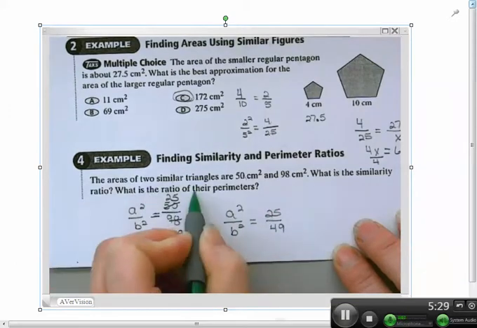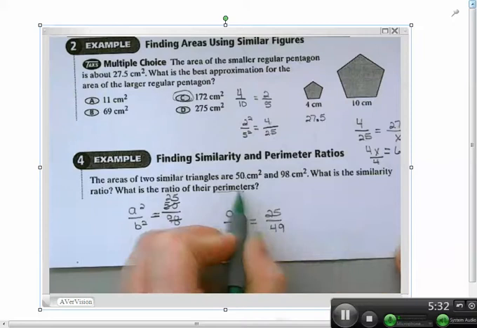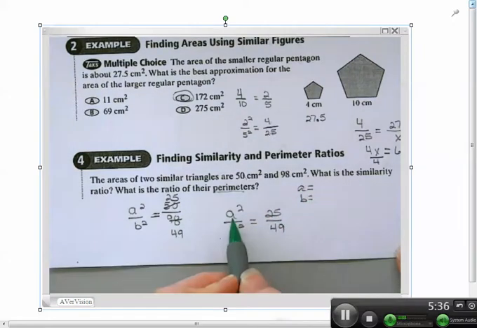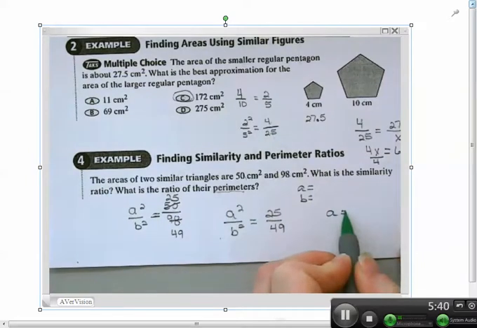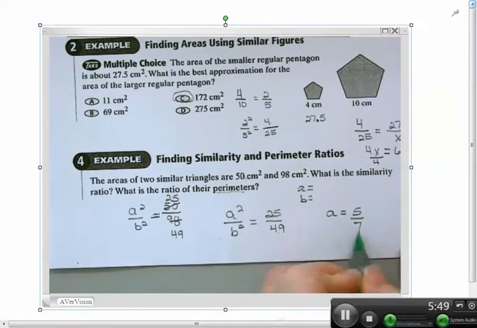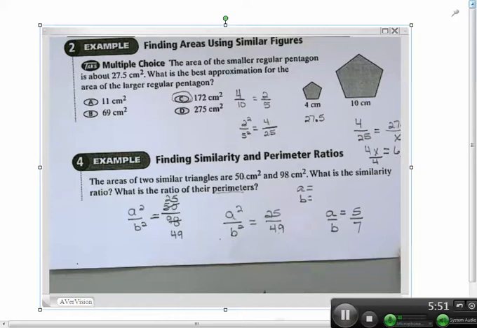What is the ratio of the perimeters? In other words, what is A and what is B? If A squared is 25, then A is going to equal 5. And if B squared is 49, then B, the square root of 49, is 7. So A to B is 5 to 7.